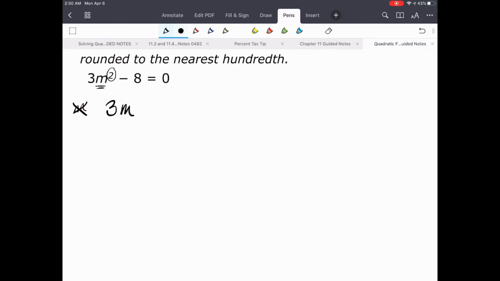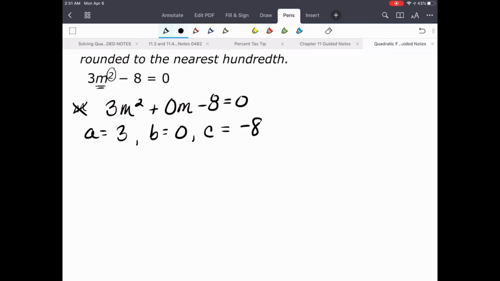So I can rewrite this as 3m squared plus 0m minus 8, which just gives us a better picture of what the a, the b, and the c are. So the a is 3, the b is 0, and don't let that bother you. It's okay for the b to be 0. It's okay for anything to be 0, really. Actually, it's not really good for the a to be 0, because that's going to give us a zero denominator. But the c is negative 8.